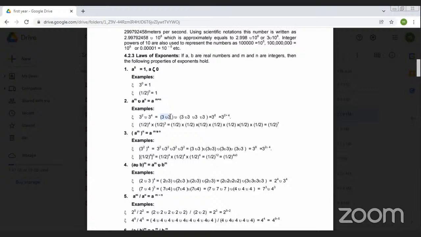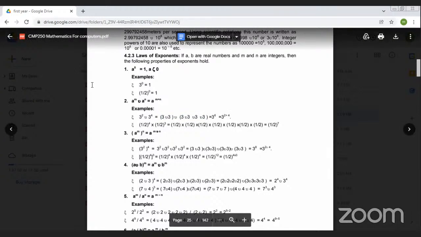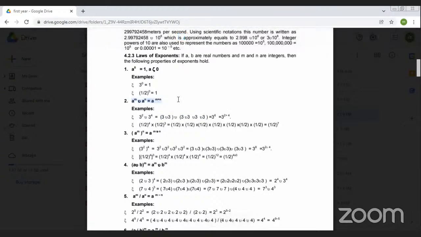When I'm talking about 3 raised to 2, I need to multiply 3 twice. And when I'm talking about 3 raised to 4, I need to multiply it 4 times. So when I solve this, I get 3 raised to 6, which is nothing but 3 raised to 2 plus 4. We use this formula.